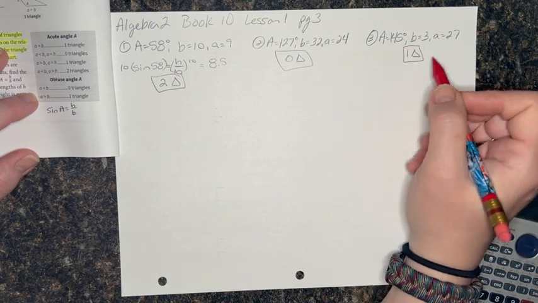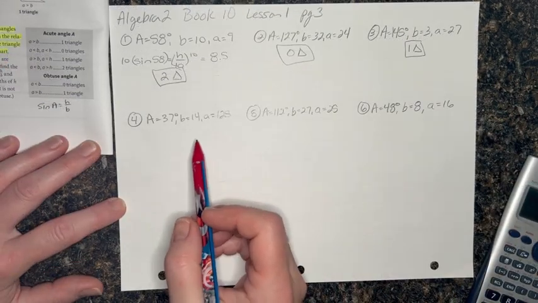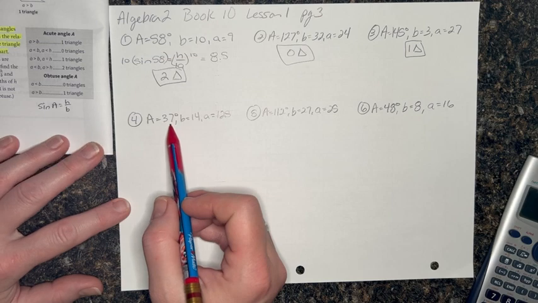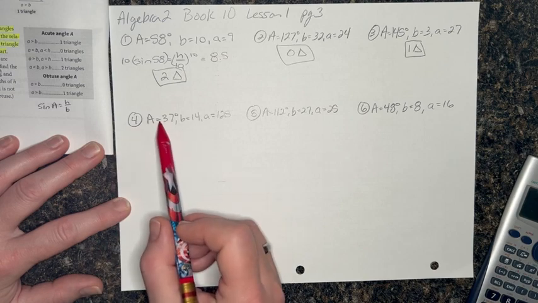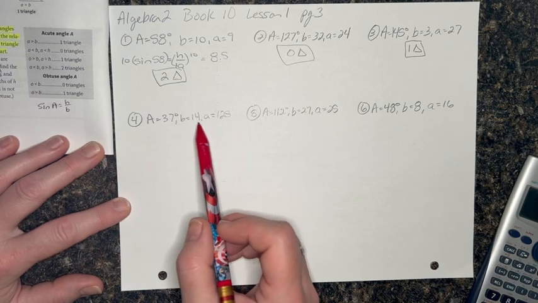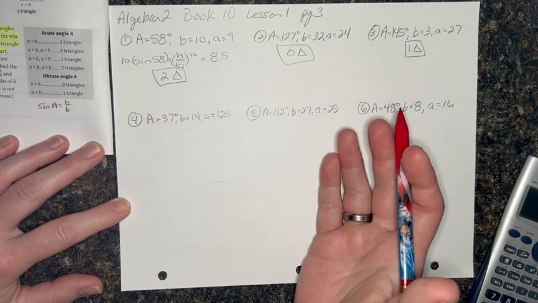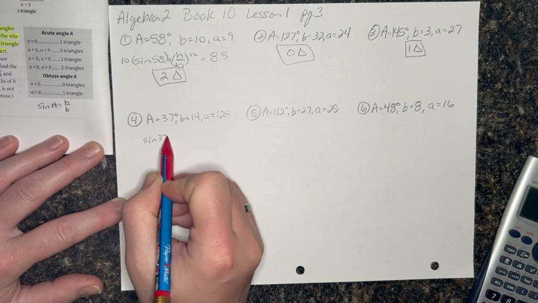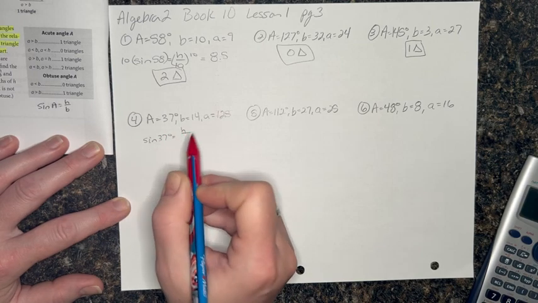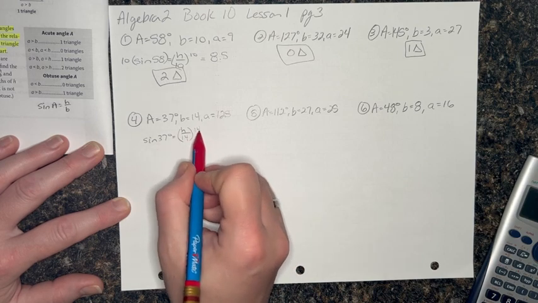Okay, let's take a look at the next 3. All right, for number 4, we have angle A as 37 degrees, B is 14, A is 12.5. All right, we have an acute angle. A is less than B. So here's my less than B, less than B. I've got to solve for my height. So the sine of 37 degrees is equal to height over 14. Okay, multiplying both sides by 14.